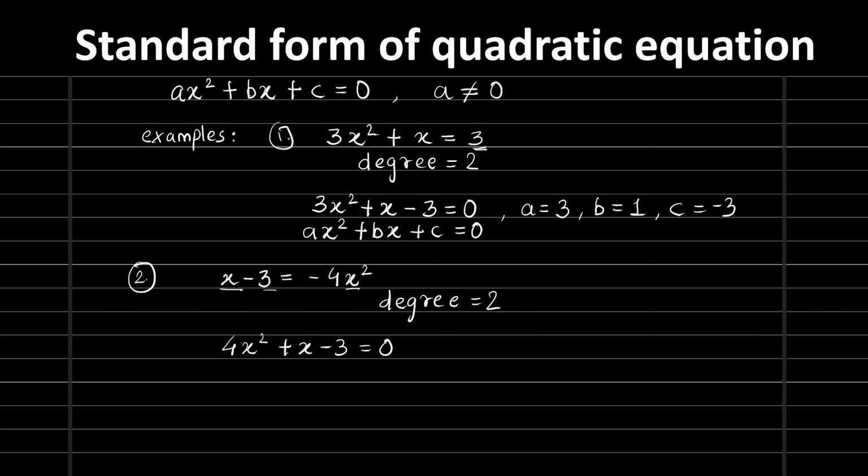We have seen that it is written in the descending order of the degree, right? So, if you compare it with the standard form ax square plus bx plus c equal to 0, we can write down the coefficient of x square, a is equal to 4 here, the coefficient of x, b is equal to 1 here, and the constant term c is equal to minus 3 here.